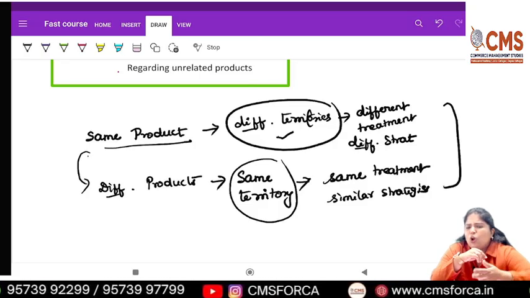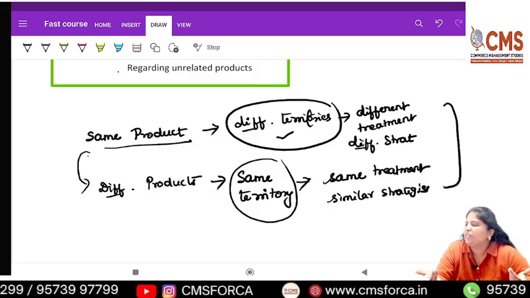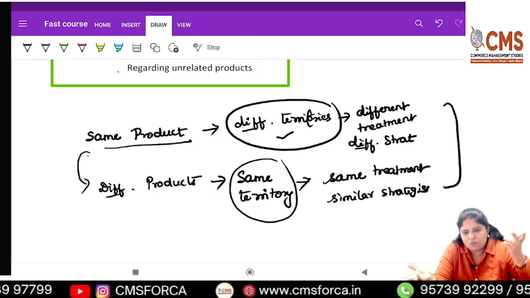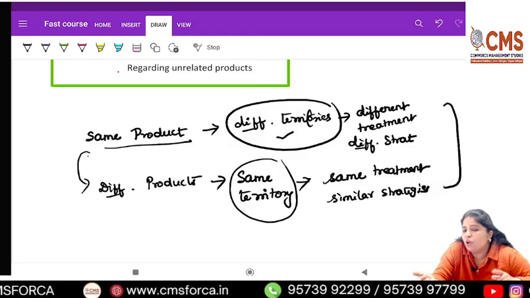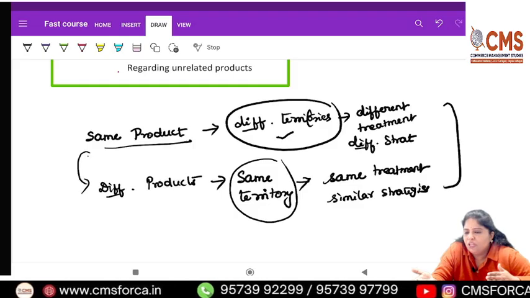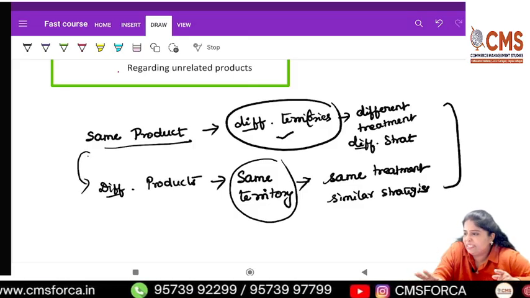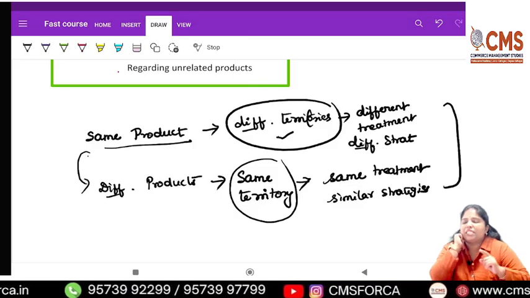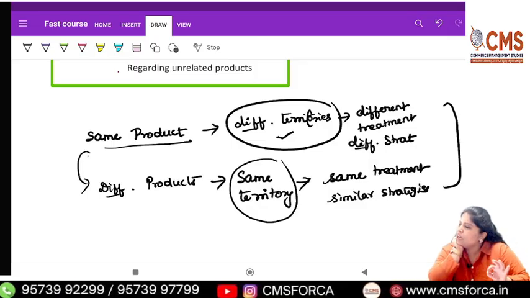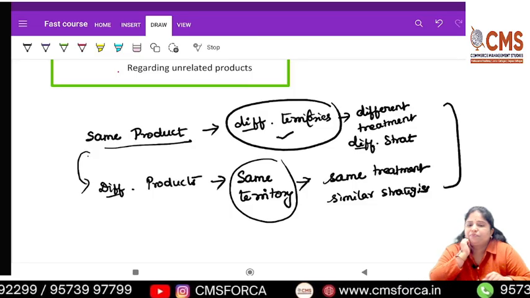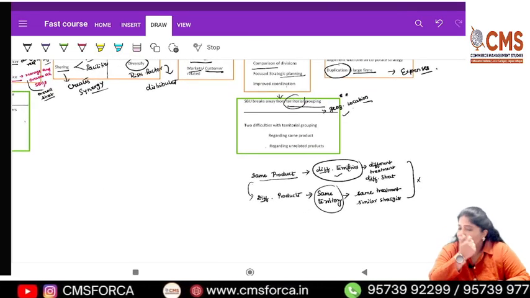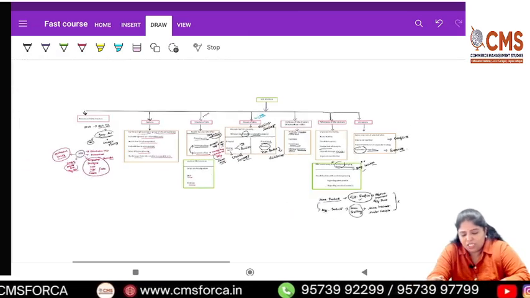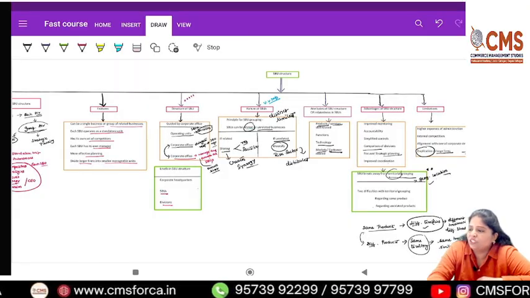Hope it's clear. All products in one SBU will get the same treatment. All services in one SBU will get the same treatment. So treatment is given based on how you have grouped, not only based on territory. But in territorial grouping, strategies are made purely based on territory. Is this concept clear? So now, hope you understood the concept of the SBU structure.